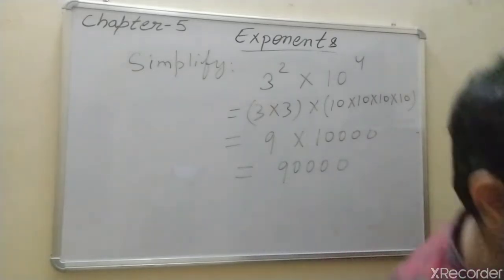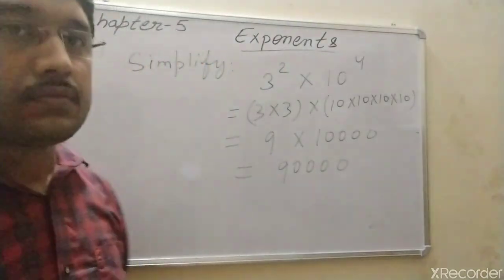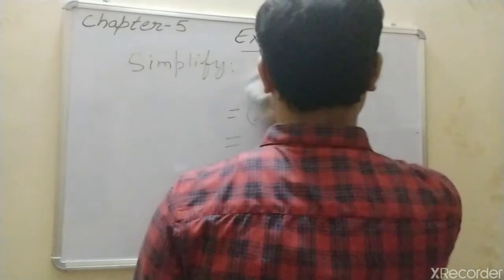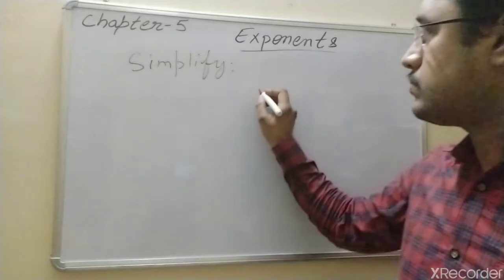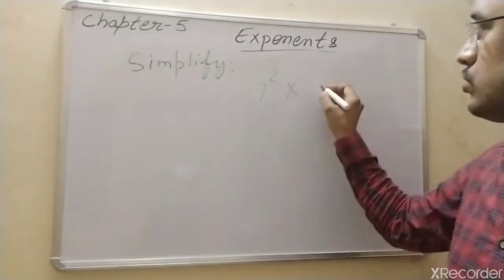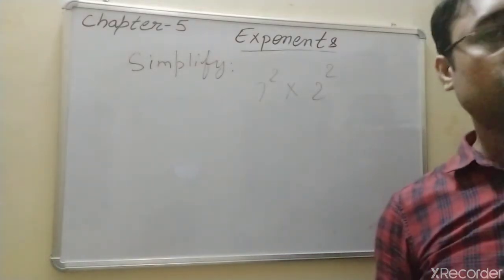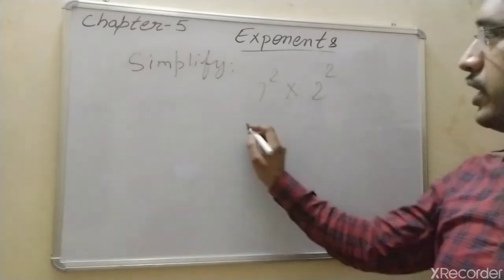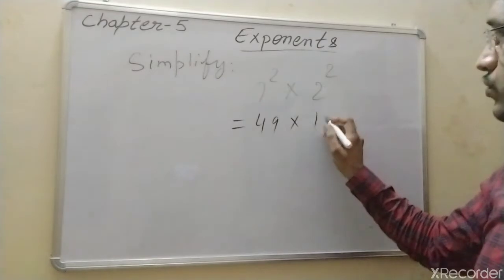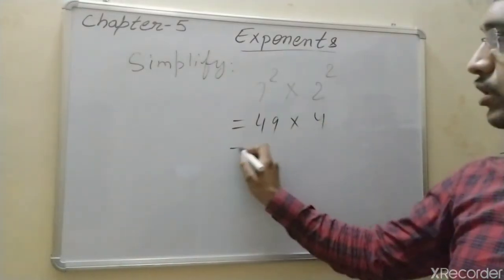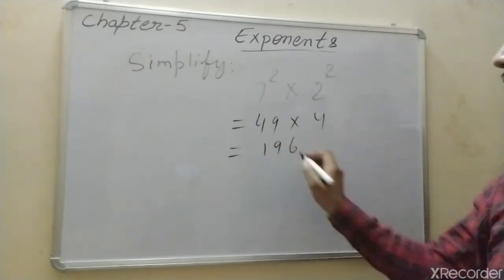Okay. Next question is here only. This you can see first. Yes. Next question, which is now given 7 square into 2 square. If this number given 7 square into 2 square, this you will write as 7 square is 49. 49 into 2 square is 4. You will get 4. Now multiply these two numbers. 49 into 4, you will get 196.